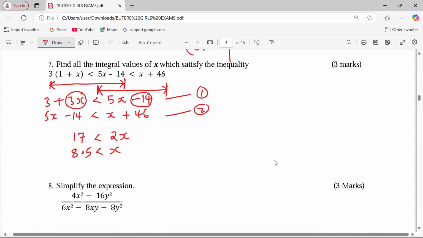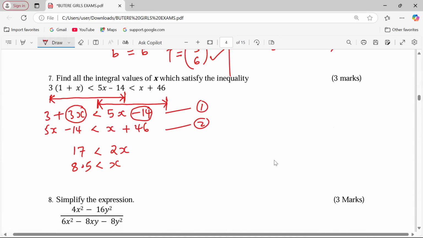That is the first simple statement. What about the second one? We also group terms again.